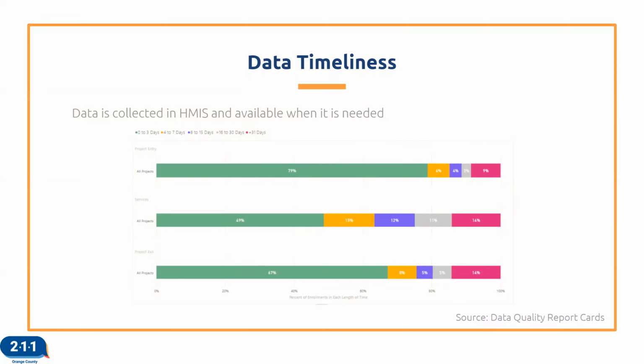For timeliness, the threshold for Orange County is within 3 days of when the activity occurred, and what we're looking at for data timeliness is enrollments. So the number of days between when the client entered your project and when you put it in HMIS, as well as services and exits.